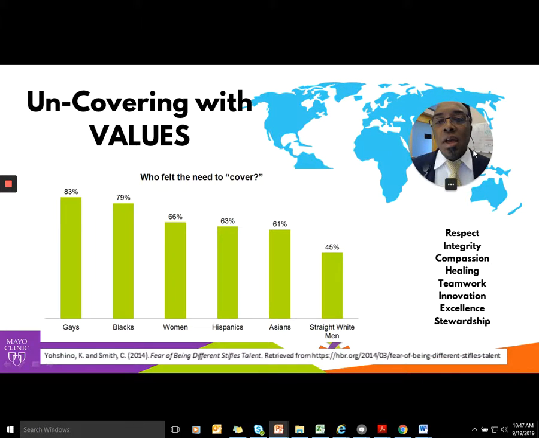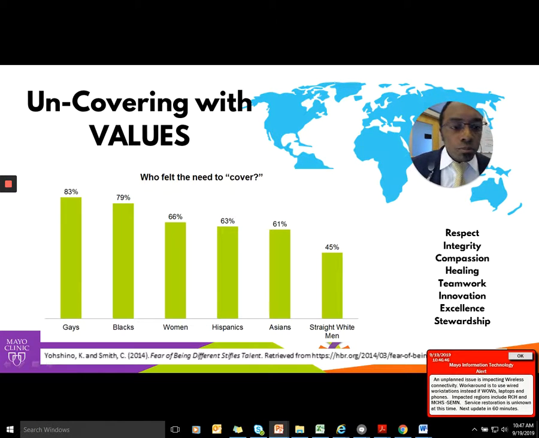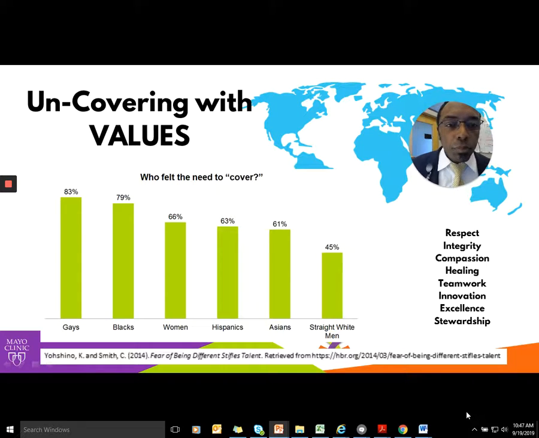We know nationally that so-called minority groups feel that way, right? They use the term gays in this particular assessment. So 83% of people who identified as being gay felt like they had to cover. And you can see the numbers for what they call Blacks and women and Hispanics and Asians. But the one I thought was very interesting was straight white men. So, uncovering with values. 45% of them felt like they had to change something about themselves to be in the workplace, and that's a national average.